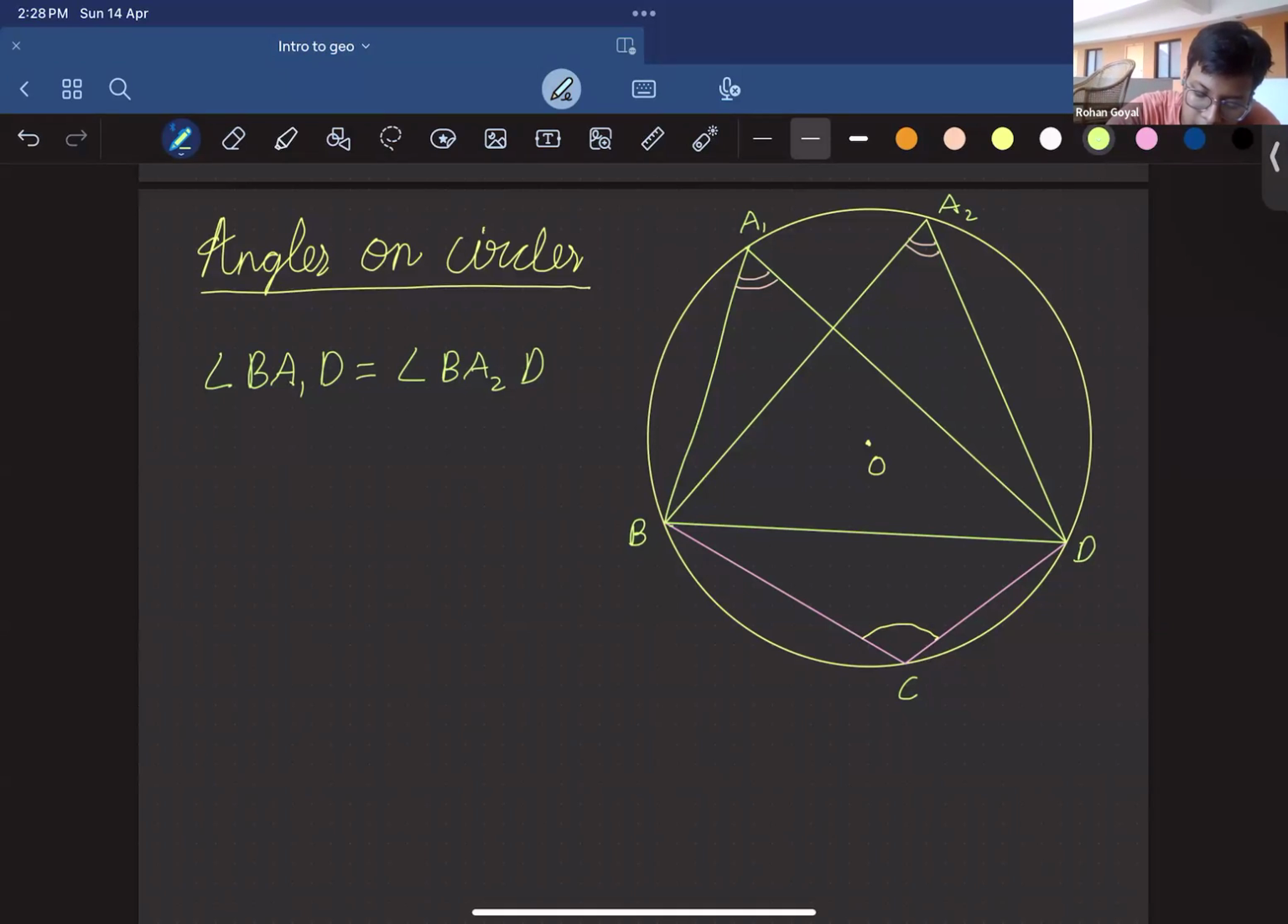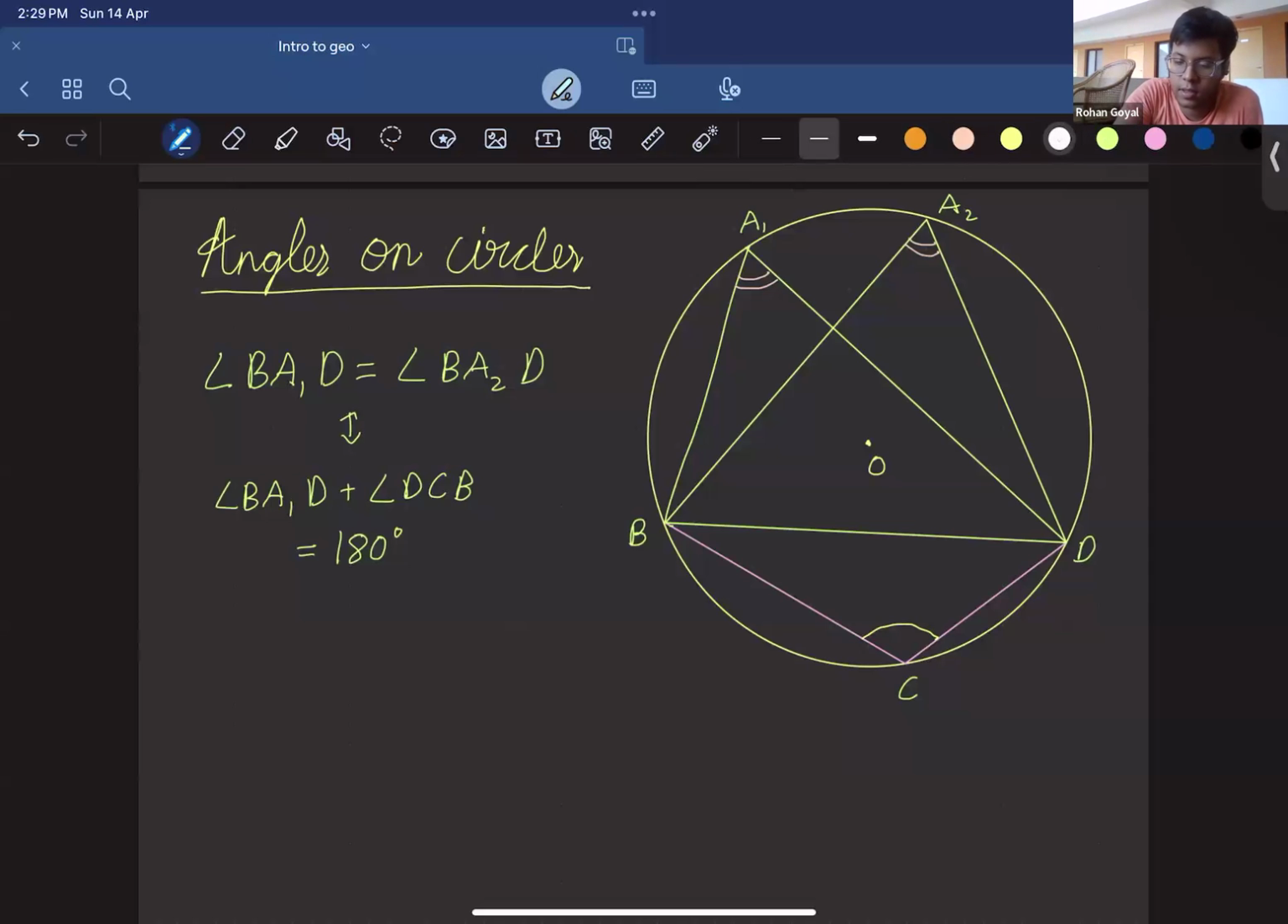And the other thing is angle BA1D is angle DCB. Fine. So can anybody tell me the proof of this statement? I assume a lot of you know this.